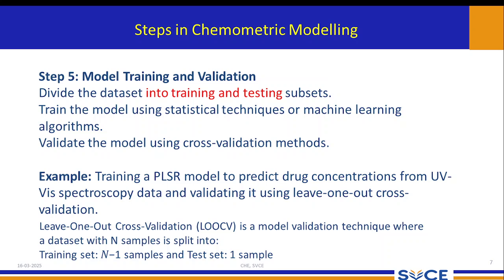Here they are using a leave one out cross validation model. What is leave one out cross validation? Even I learned it today. Leave one out cross validation is a technique where a data set with n samples is split so that the training set is n minus 1 samples and the test set is 1 sample.